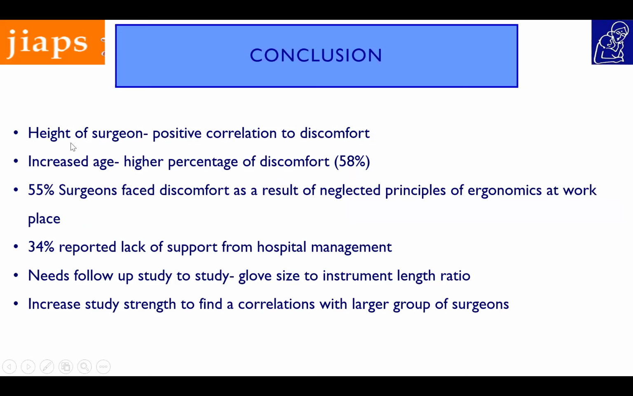We noted in conclusion that height of the surgeon had a positive correlation. Increased age had a higher percentage of discomfort, and 55% surgeons who faced discomfort felt that the principles of ergonomics were neglected at their hospital, and 35% surgeons reported lack of support from hospital management to provide the necessary infrastructure. We also noted that there should be a follow-up study with the glove size of the surgeon to the instrument length ratio to note the discomfort while performing surgeries, and increasing the study strength would help us derive more positive correlations with the larger group of surgeons.